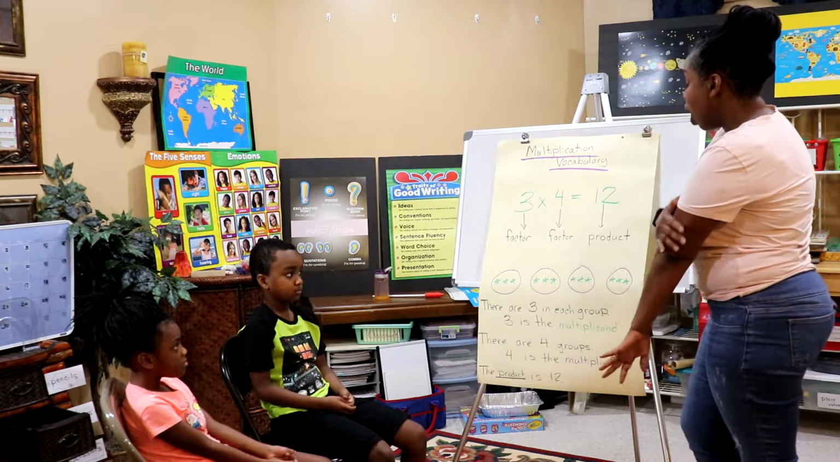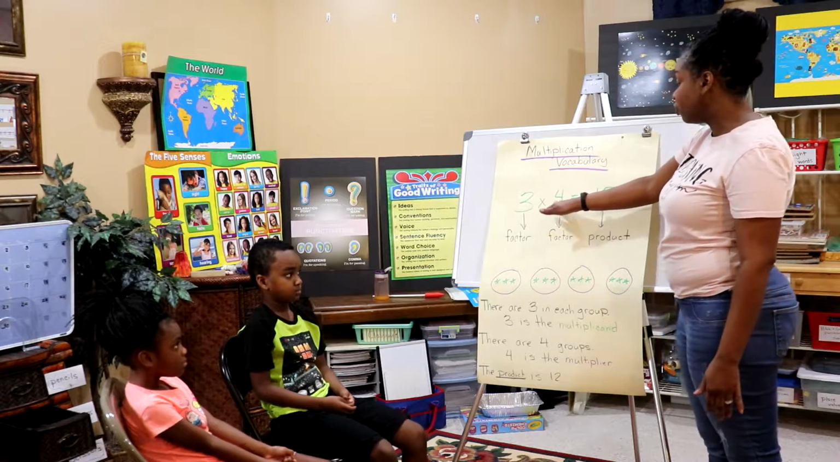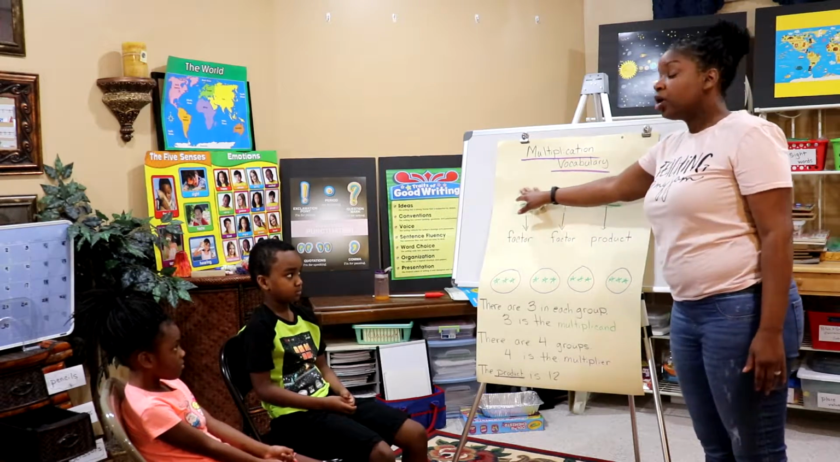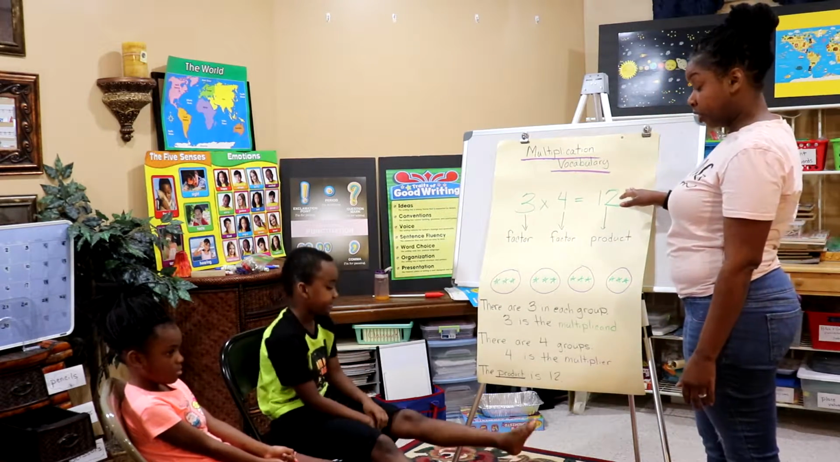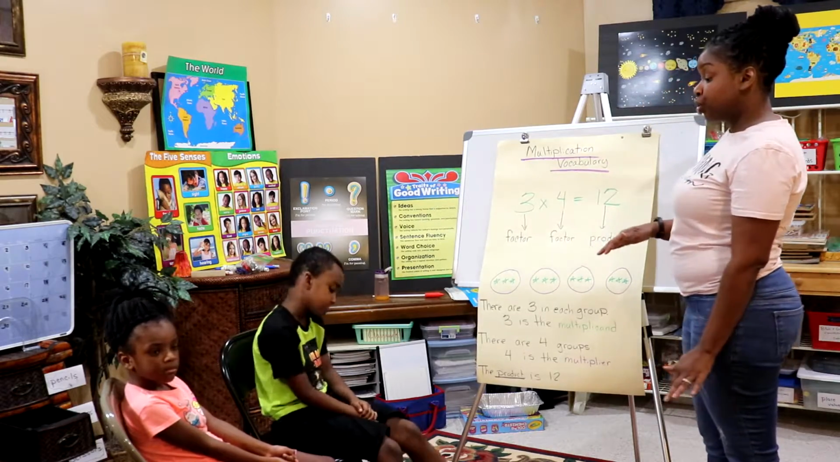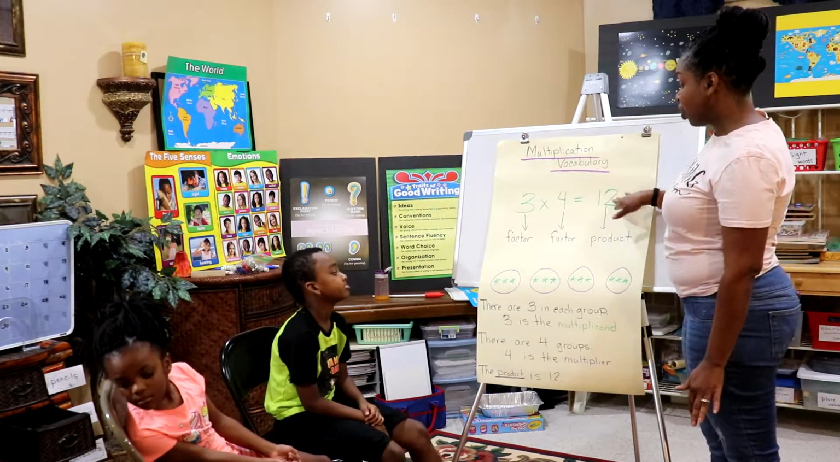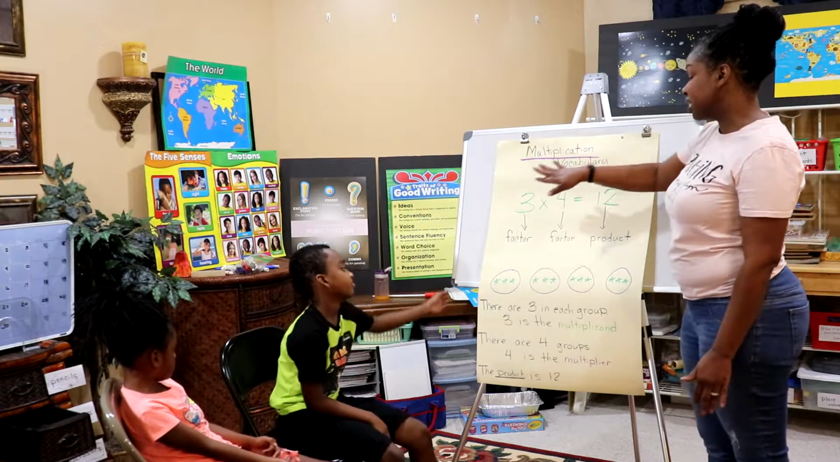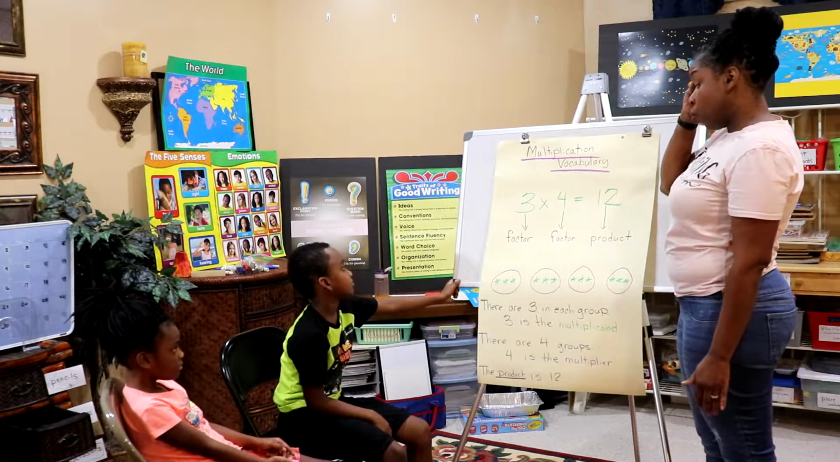So now, our problem that we have is 3 times 4 equals 12. We already know that this is a multiplication problem, right? Yes. So now we're going to do, what do these numbers represent? Each one of these numbers represents something. So we're going to talk about what they represent.